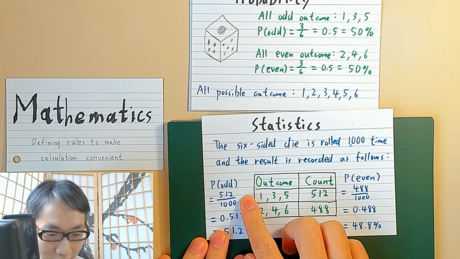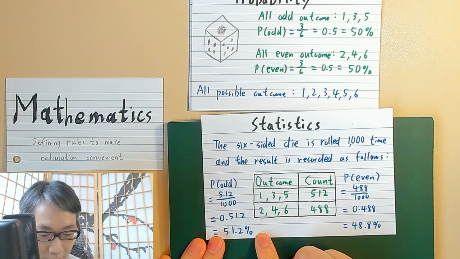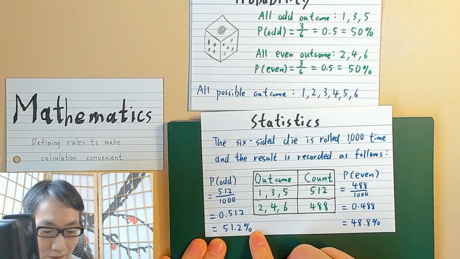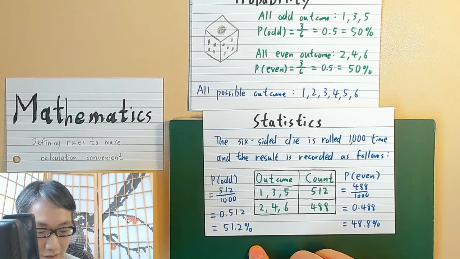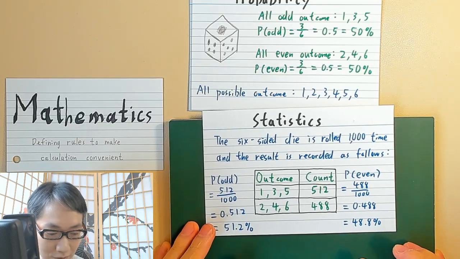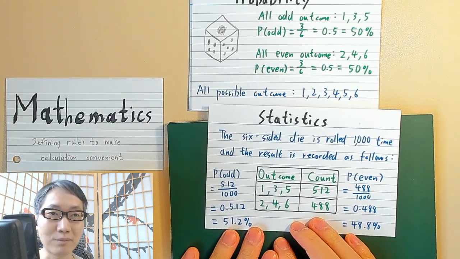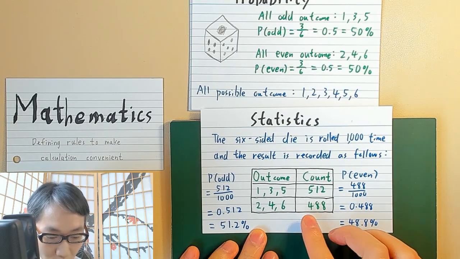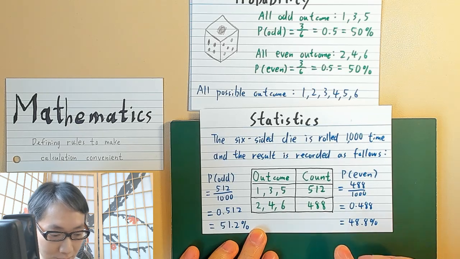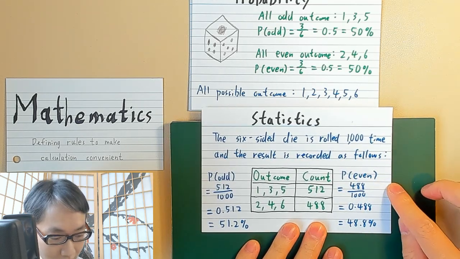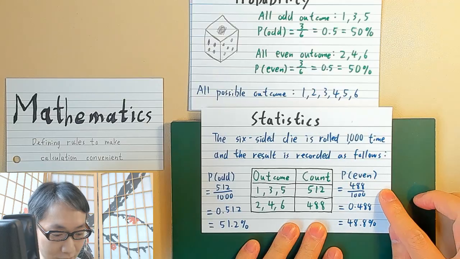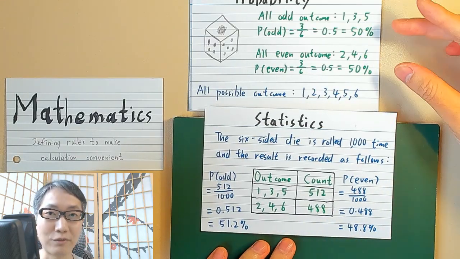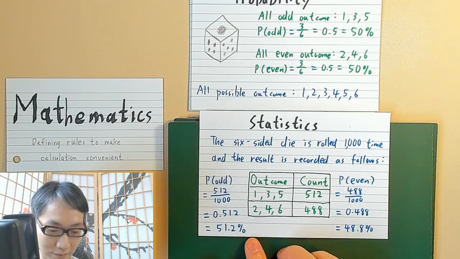So the probability that I'm getting an odd number is 51.2% here. Okay. This is the experimental probability. We also call this statistics because it's based off the experimental results or observable results. Okay. So this is the chance for getting an even number in this setting. Okay, you can see they're very close to the theoretical probability.